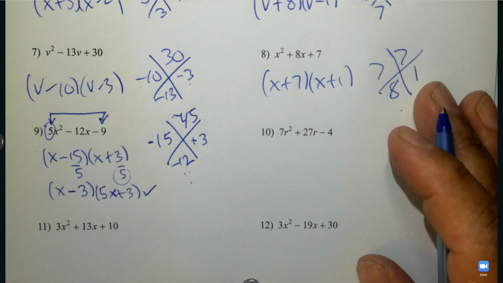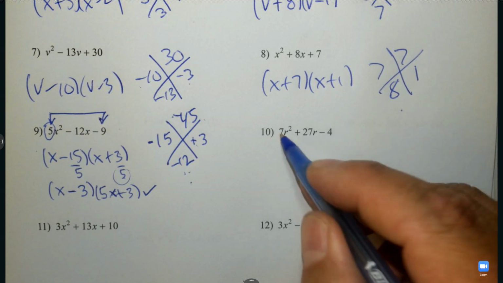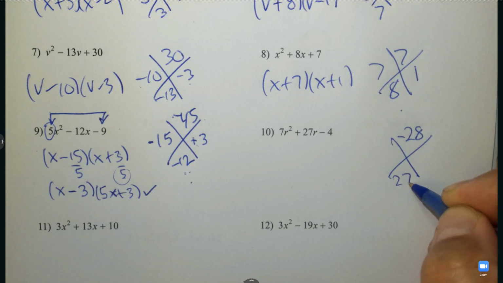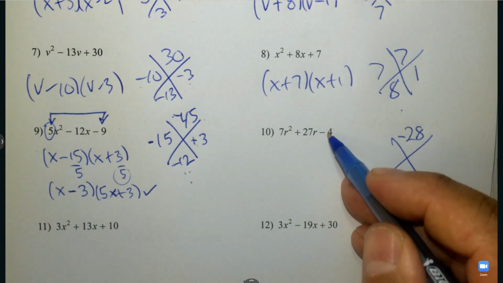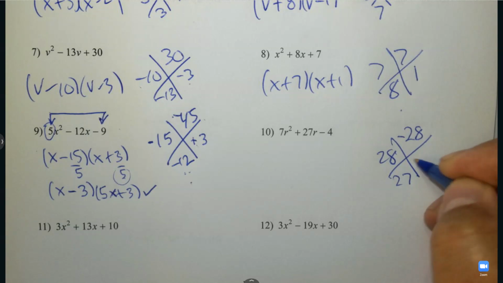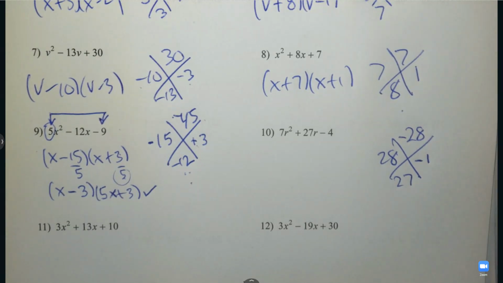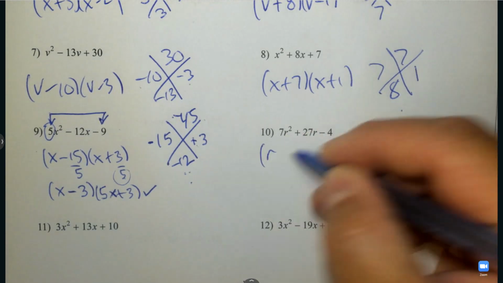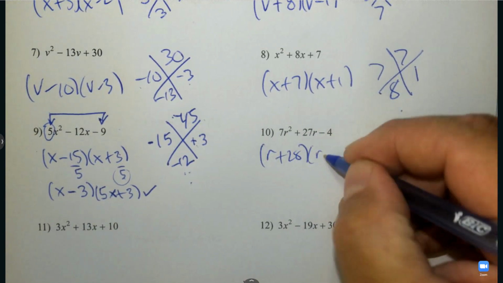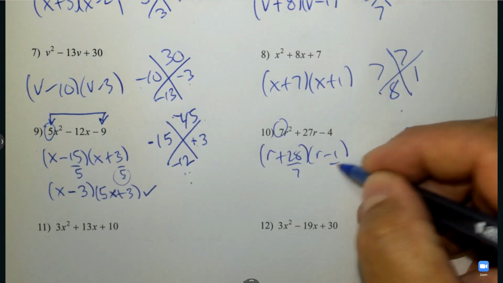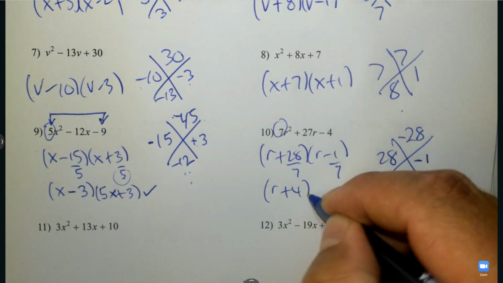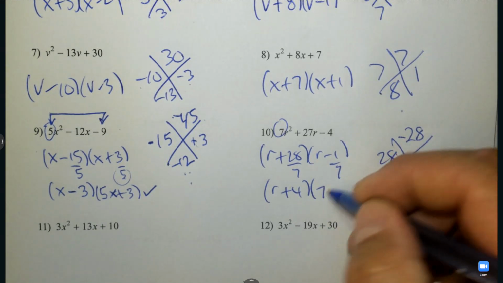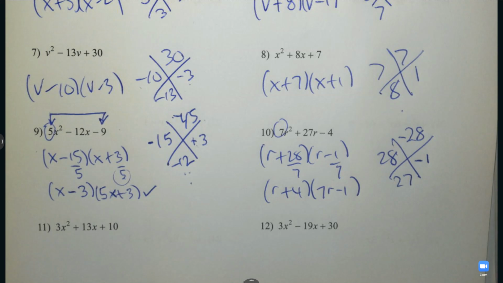Number 10. Same thing. The leading number, so we're going to multiply. Do you see where negative 28 comes from? And then 27 underneath. The first number times the last number. So the numbers that fit here are positive 28 and negative 1. They fit because they multiply to negative 28 and add to 27. So I'm going to write down 28 and negative 1. Then I'm going to divide by 7. So 28 divided by 7, and then 1 over 7 is in lowest terms. So I slide the denominator in front, and I have my factors.